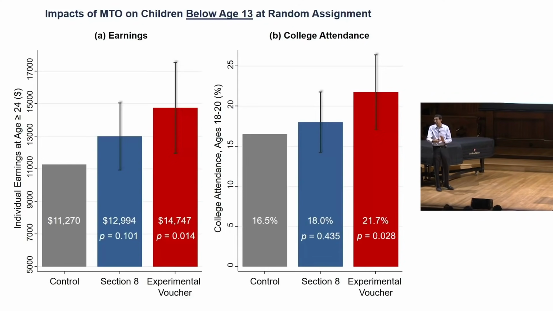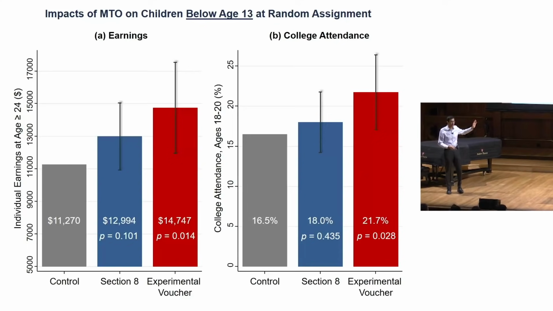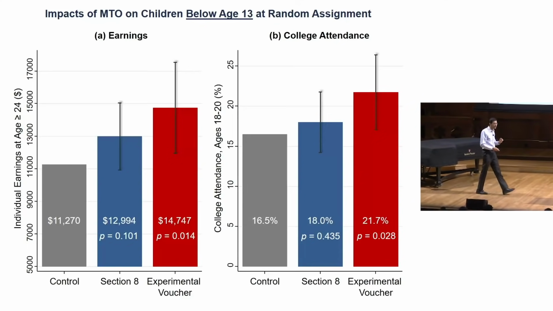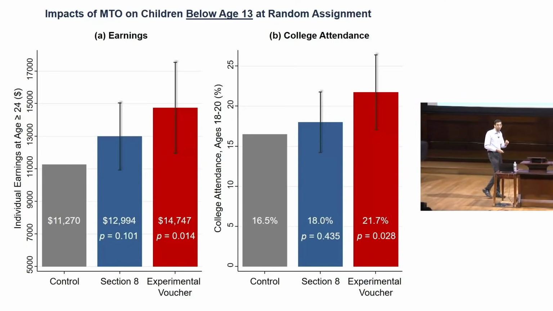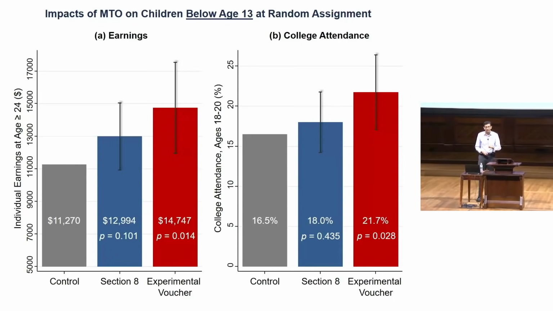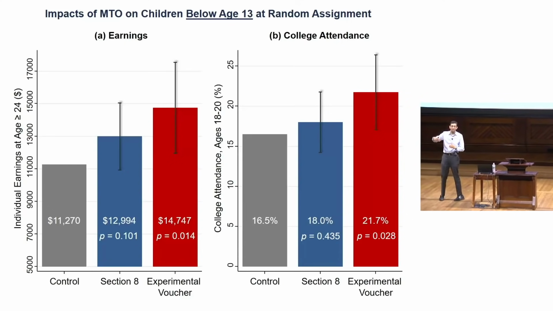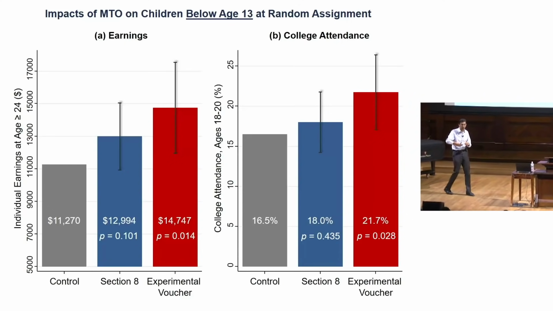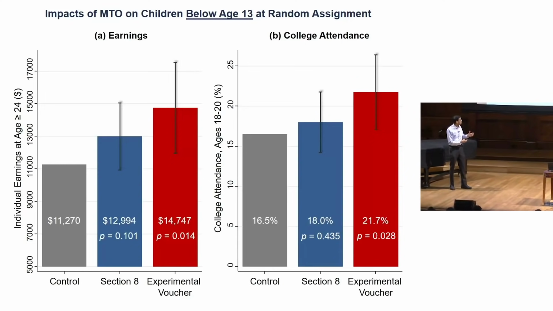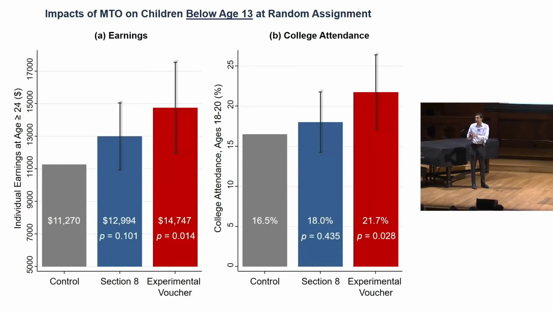Okay, so if everybody in the Section 8 group took up the voucher, all we would need to do is just plot the average earnings in the Section 8 group. But it's not quite that simple, because remember, only 2/3 of the people who were assigned the Section 8 voucher actually used it to move to a better neighborhood. So in order to figure out what the earnings are for the people who actually moved, we do the following calculation. We take the average earnings that we see in the Section 8 group minus the average earnings that you see in the control group.